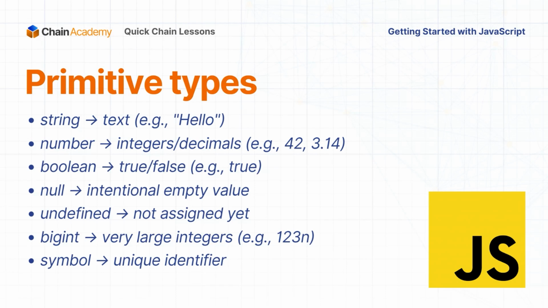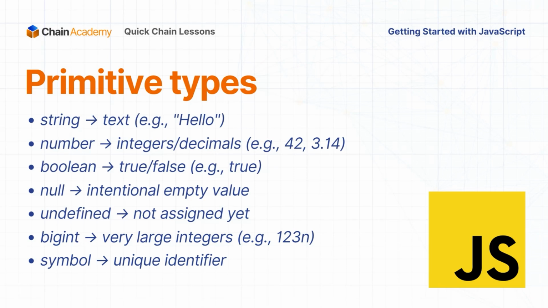Then we have the Boolean. These are simply true or false. They are great for decision making in your code. While null represents an intentional empty value, it is like saying, this item exists but it has no value right now. Next is the undefined, which means a variable has been declared but hasn't been assigned a value yet. So the computer doesn't know what it holds.